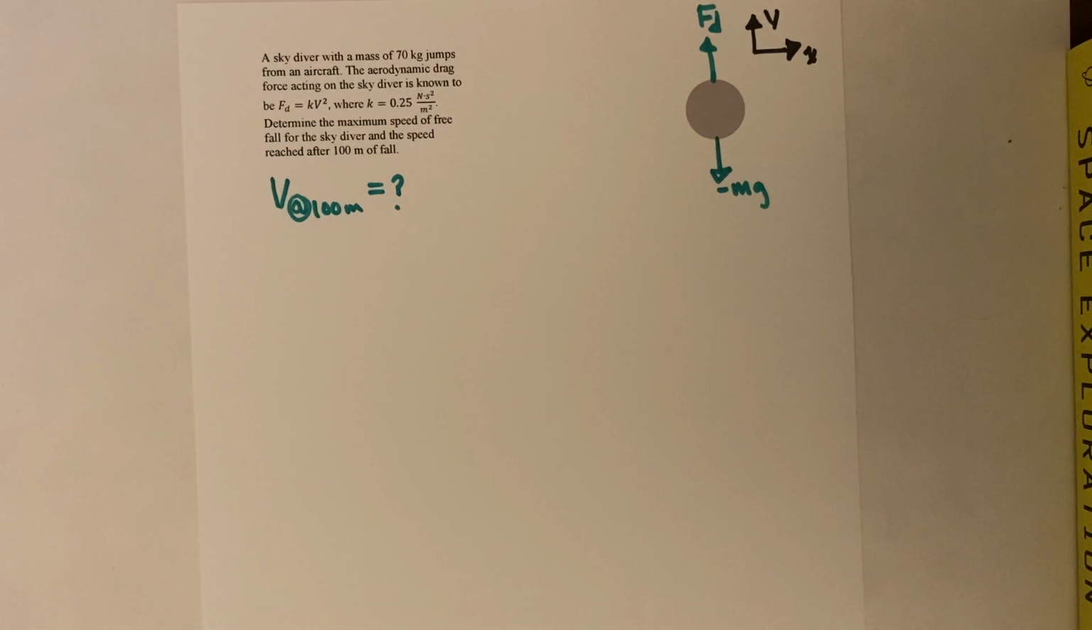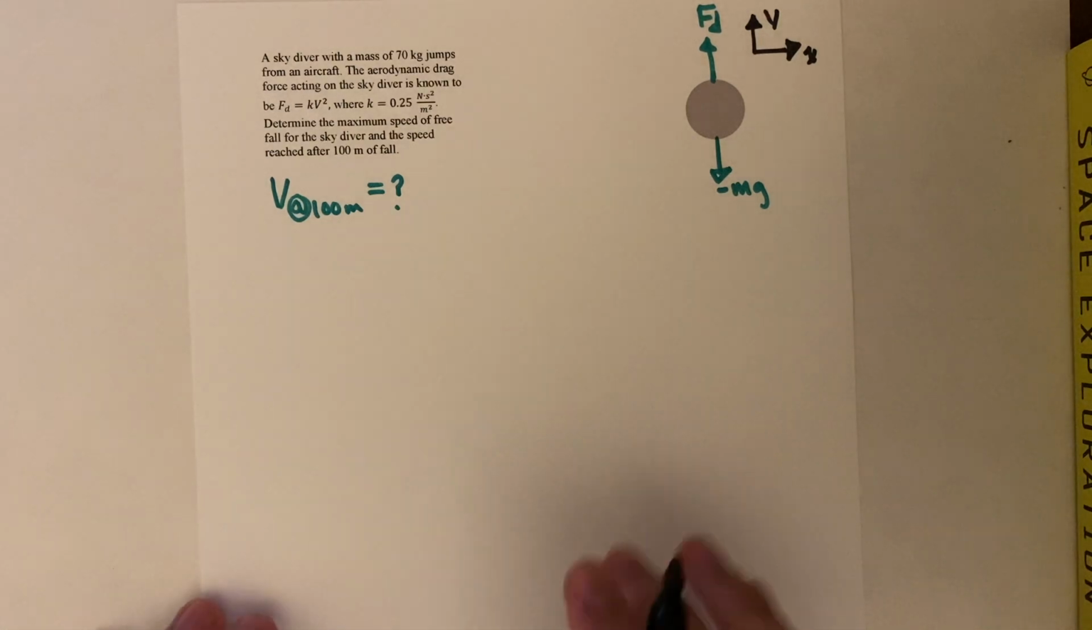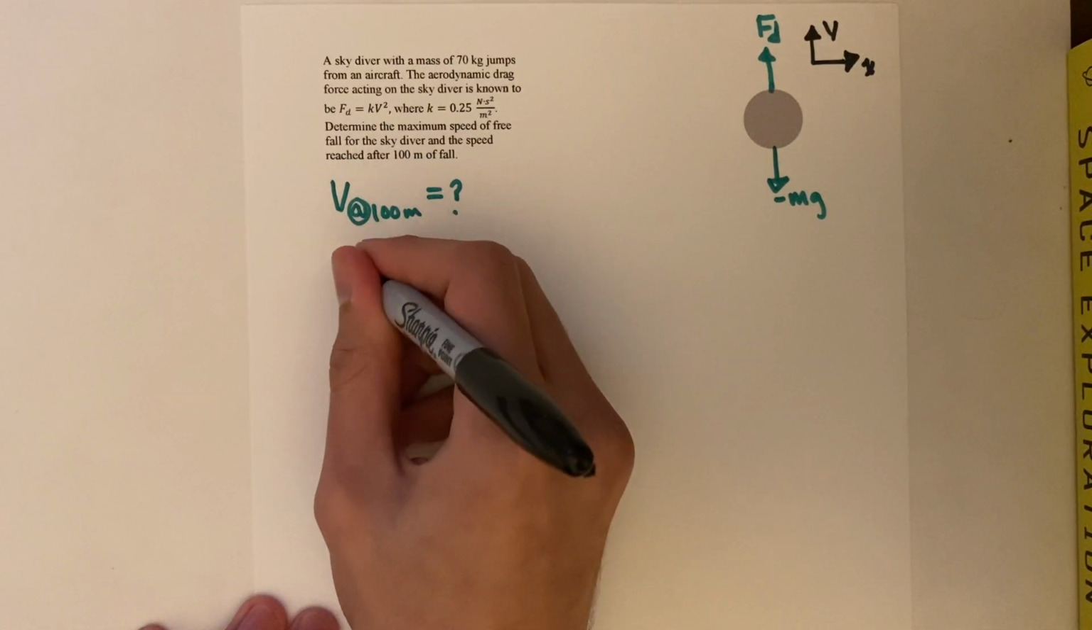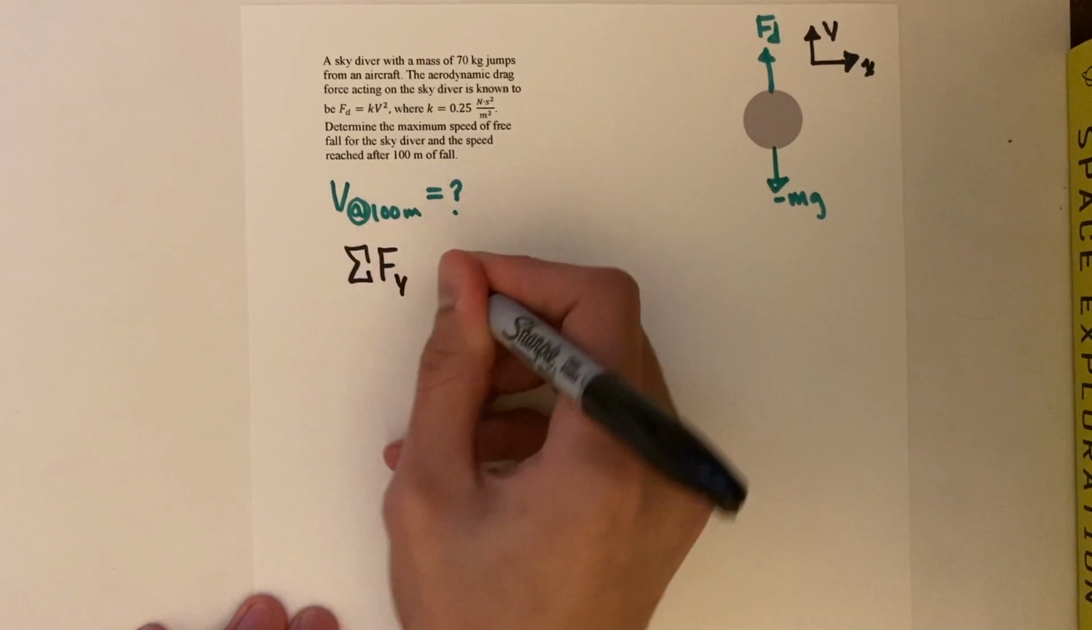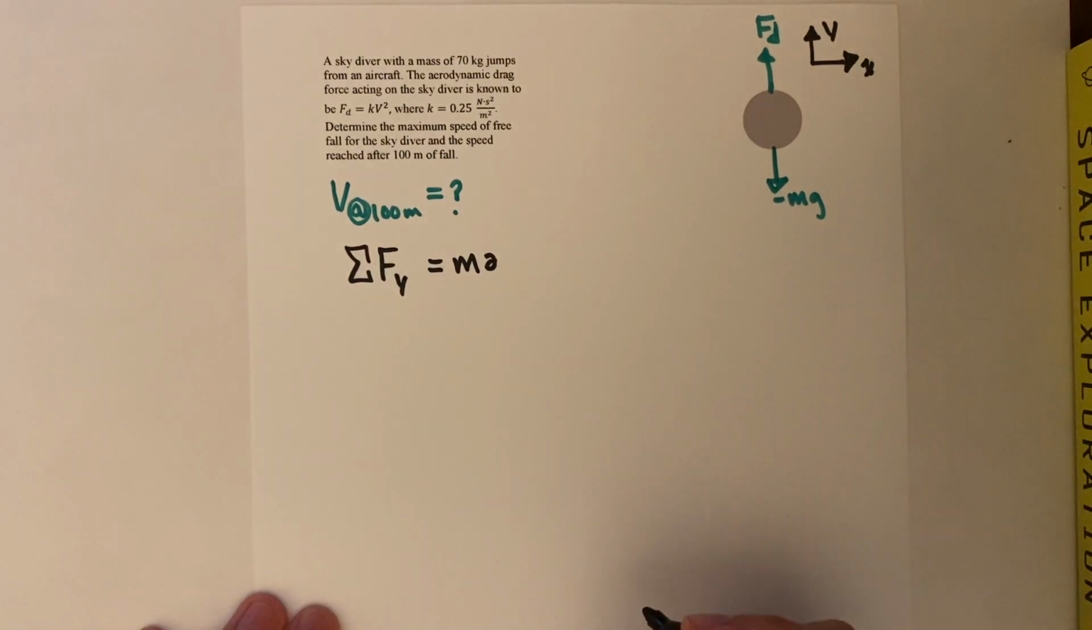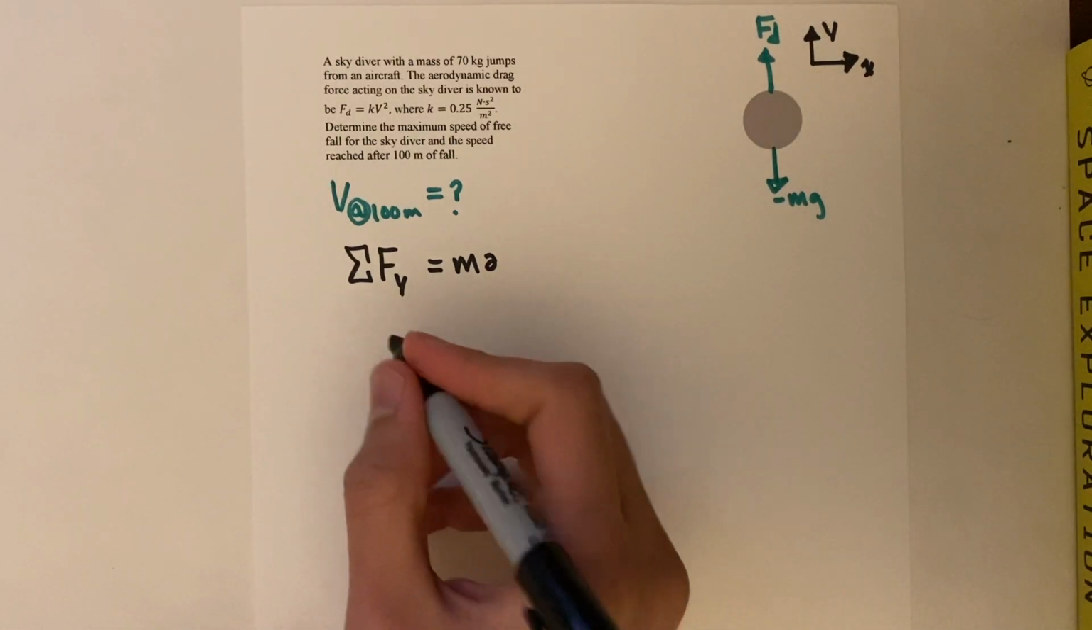Right, now for the second half of the problem, we're asked to find the velocity after 100 meters of the fall. So what we're going to do is write out our equation, the summation of forces in the y direction is equal to ma. And in this case, acceleration is not quite zero yet because the forces, the gravitational and the drag force, are yet to be canceled out. So the diver is still gaining some speed, therefore the acceleration is still not zero.